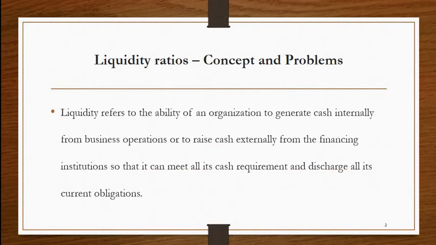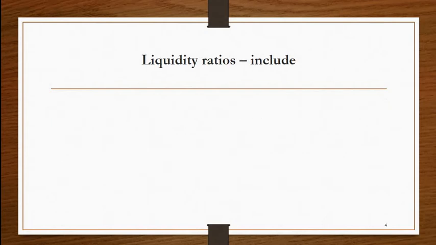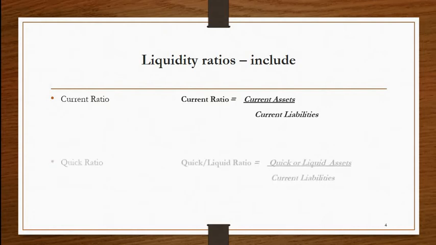Liquidity refers to the ability of an organization to generate cash internally from business operations or to raise cash externally from the financing institutions so that it can meet all its cash requirements and discharge all its current obligations. Liquidity ratios include current ratio. The formula to find out current ratio is current assets divided by current liabilities.